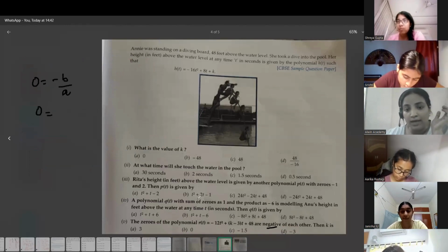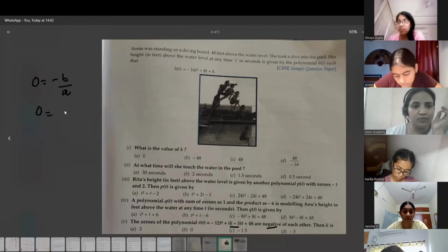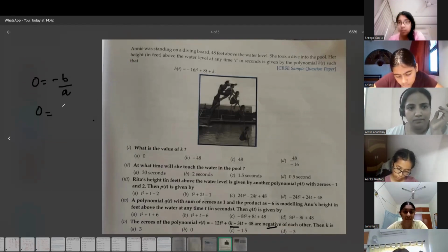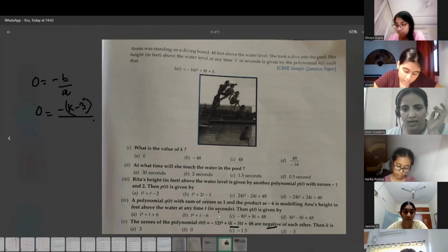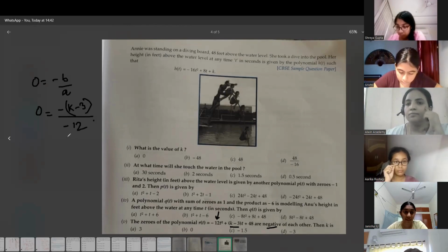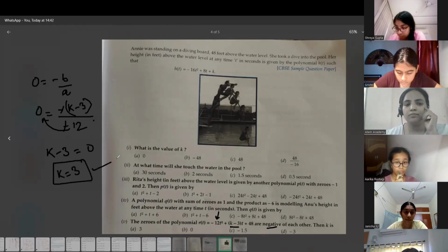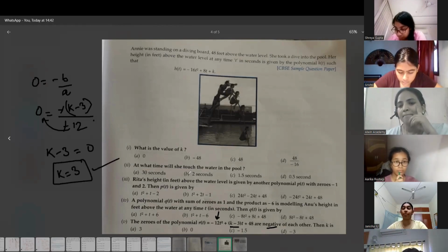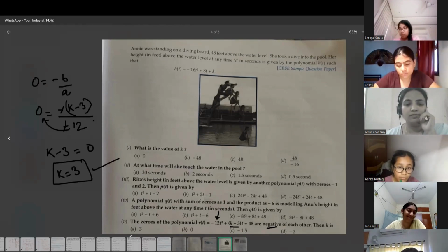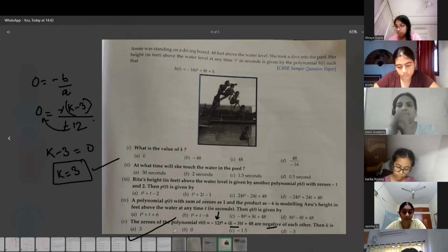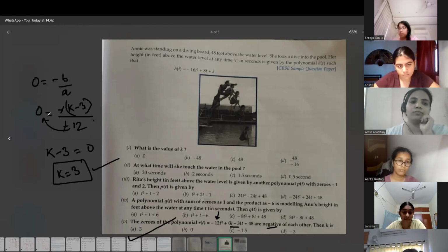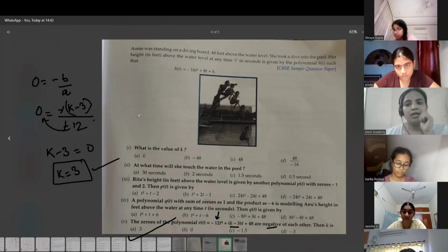So 0 equals minus b by a. What's b here? k minus 3. So that is minus of k minus 3, children, by a. What's a? a is negative 12. Now cut the negatives. k minus 3 equals 0, because 12 will get multiplied with 0 then, and k is positive 3. Clear or not? So where's the answer? A part. Ma'am, where did the 12 go? Multiplied with 0. Yes, multiplied with 0. Is this clear, everyone?